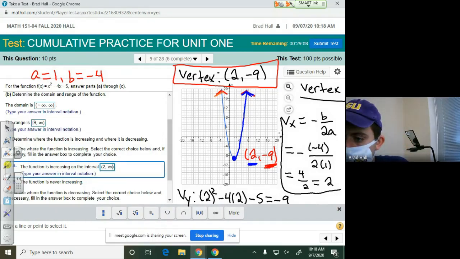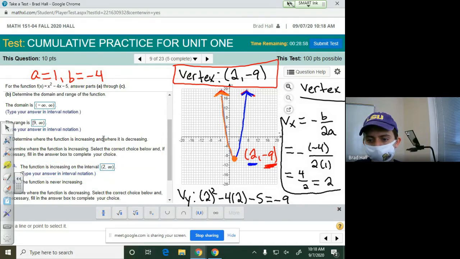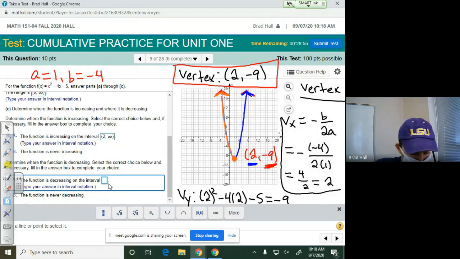Decreasing starts all the way over here, goes down all the way to the vertex. So naturally, this will be negative infinity to 2.